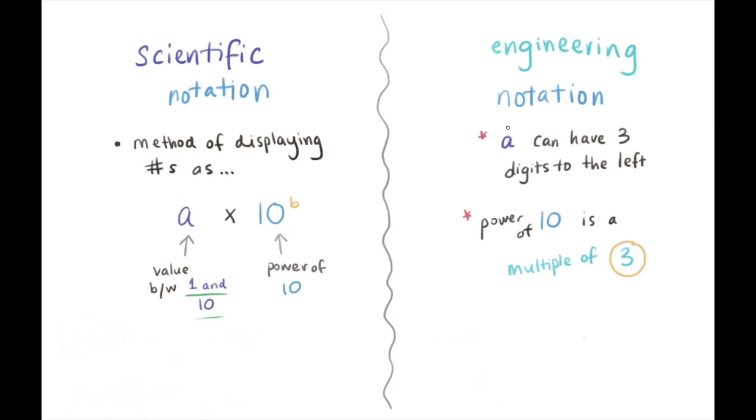Scientific notation is where we have a value between 1 and 10, multiplied by a power of 10. Engineering notation is a form of scientific notation where a can have 3 digits to the left, whereas in scientific notation a can only have 1 digit to the left of the decimal place, and in engineering notation the power of 10 has to be a multiple of 3.